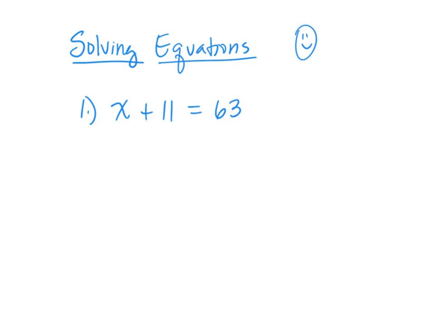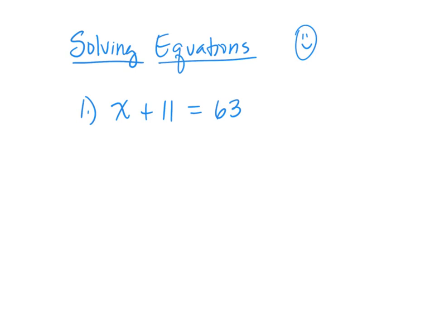This video is a quick review of how to solve equations. So the goal of solving an equation is to find the one and only one value for your variable, like x, that would make this a true statement. So what we do is we look at the variable, we see what's happening to the variable. Here we have 11 being added to the variable, being added to x. So what we want to do is undo that.